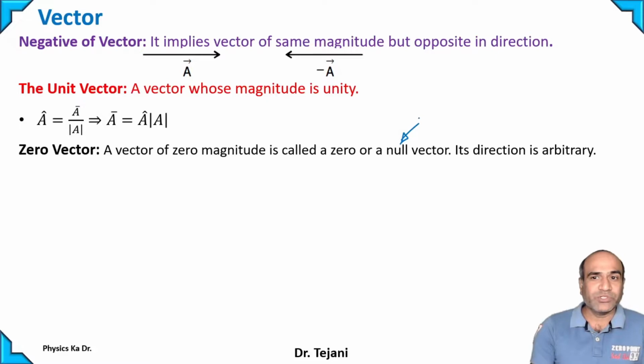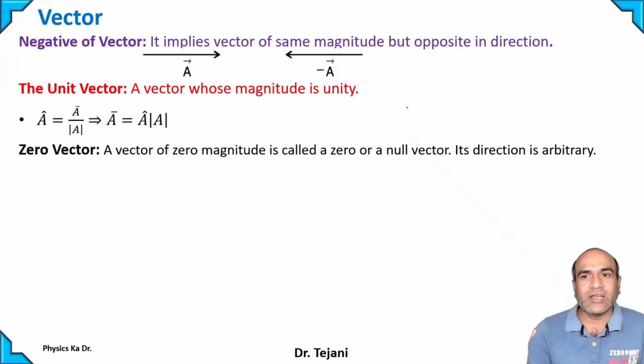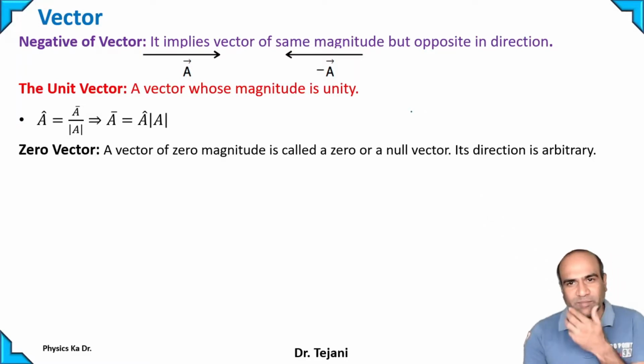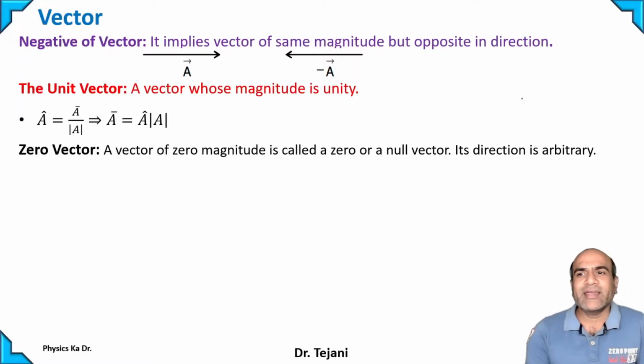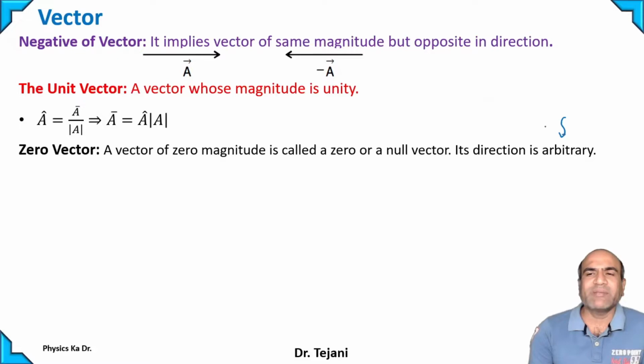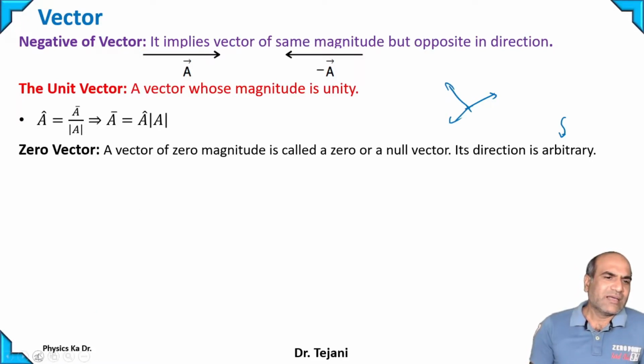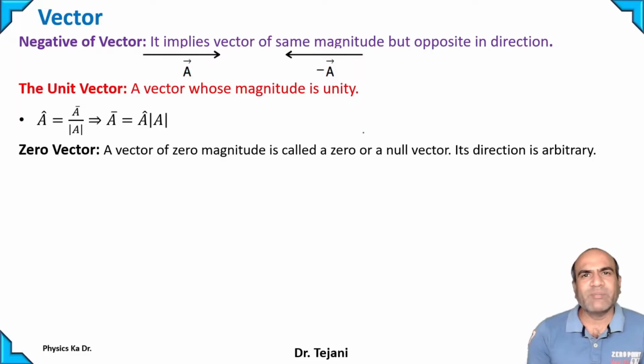If you have some question during your examination and it mentions null vector, that means it's zero, and its direction is arbitrary. That means random. It is not having even a direction, you can say, or it is having a random direction. It can have x, y, z, whatever. So it is having a direction which is arbitrary, meaning random.